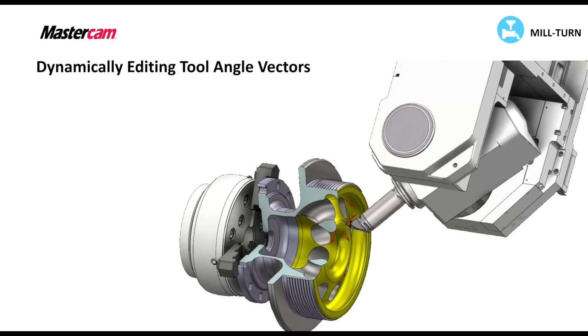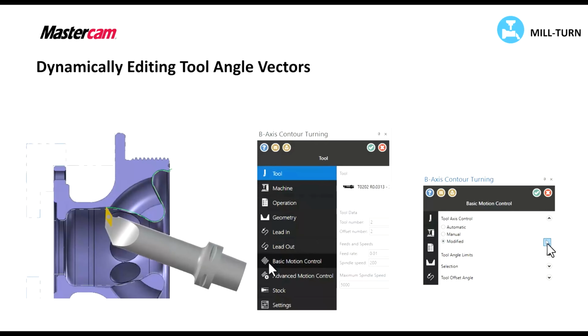So the first enhancement we have is the dynamic editing of tool angle vectors. Everything in yellow is what we're turning here, where we're trying to change the actual, let's call it attack angle of the insert on that feature that we're trying to cut. So it follows these tool vectors. What we now have the ability to do is dynamically change these tool vectors very easily. And it's done through the toolpath. In the basic motion control, we now can modify the tool axis control.